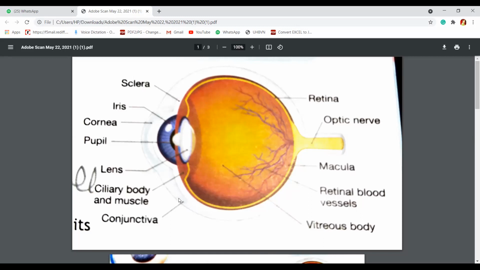And these are the muscles and ciliary body of the eye. It is the conjunctiva, the vitreous body of the eye. This is the vitreous body, and these are the retina blood vessels.